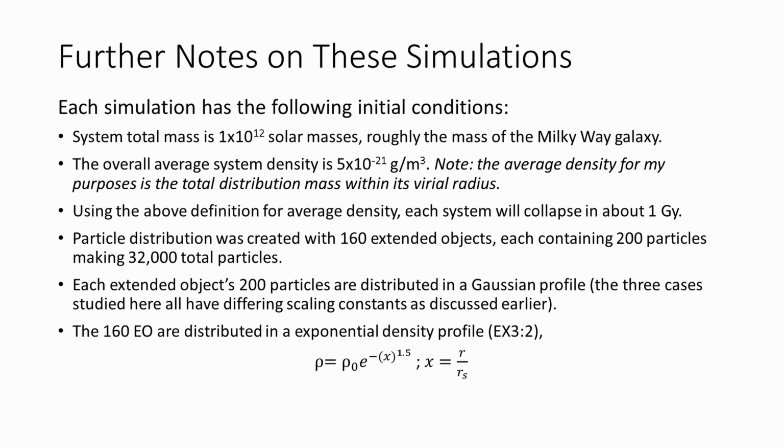Each simulation has 32,000 particles arranged in 160 extended objects, each with 200 particles. Each extended object is arranged in a Gaussian distribution. And as noted earlier, each of the 3 simulations has a different scaling radius for those extended objects. The 160 extended objects are arranged in an exponential distribution as shown in the equation below.